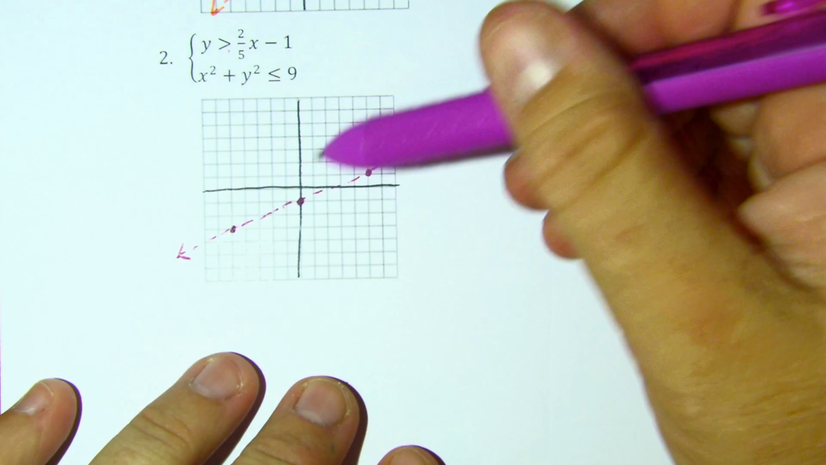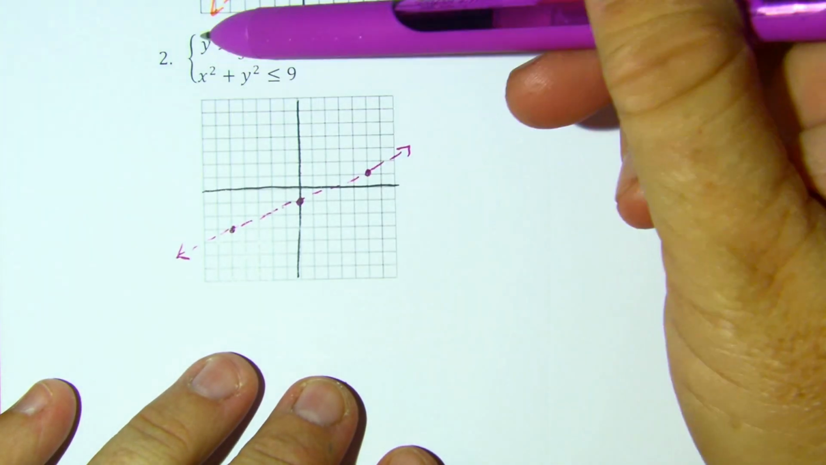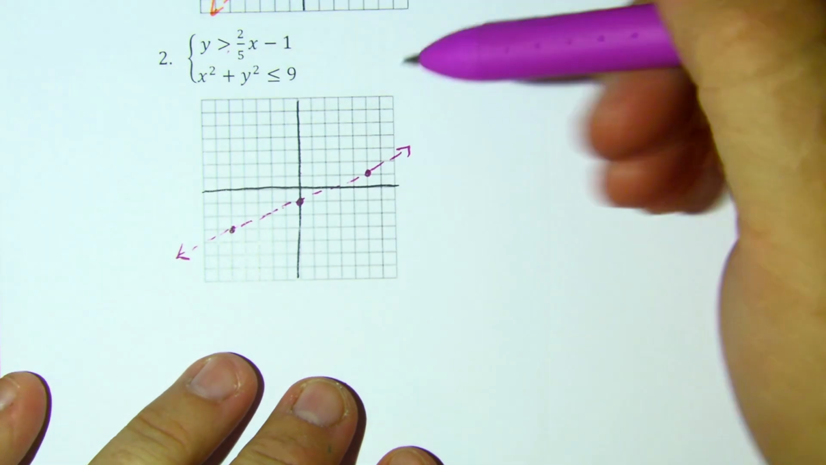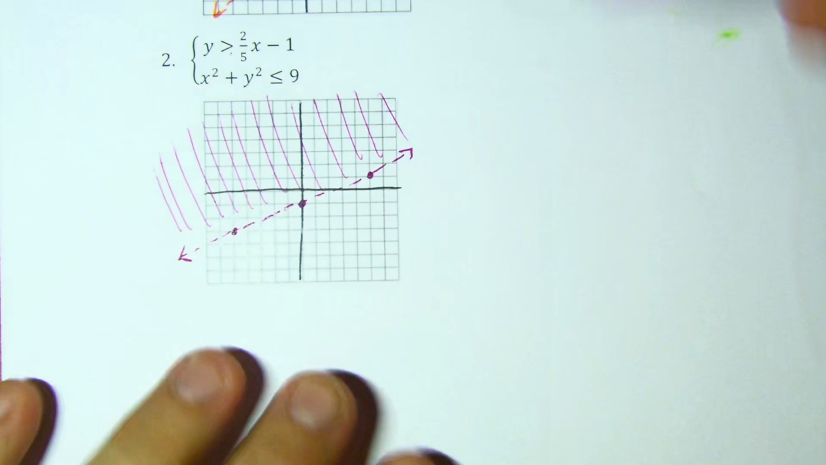And I can use a test point. 0, 0 is not on the line, so I can use that. 0 for x, 0 for y, 0 is greater than -1. Well, that's true. 0 is greater than -1, so I'll shade on the side that the test point was.